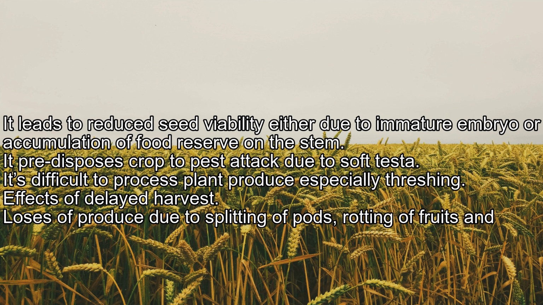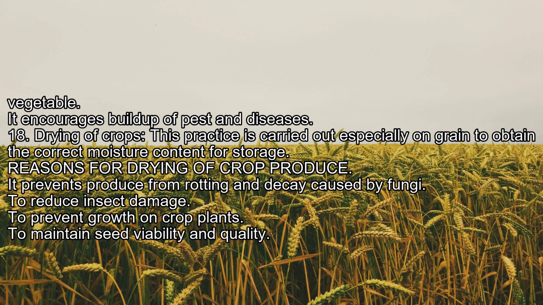Harvesting too early leads to reduced seed viability, either due to immature embryo or accumulation of food reserve on the stem. It predisposes crops to pest attack due to soft testa. It's difficult to process plant produce, especially threshing. Effects of delayed harvest. Losses of produce due to splitting of pods, rotting of fruits and vegetables. It encourages buildup of pests and diseases.